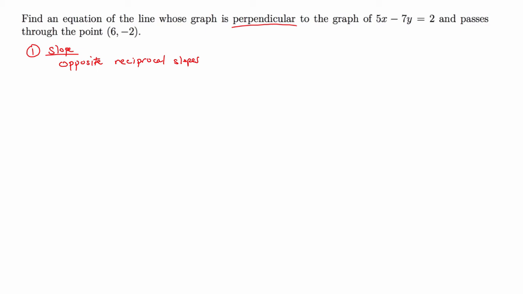The fastest way I know to find the slope of a line, if I know its equation, is to put that equation in slope-intercept form. So we'll begin by subtracting 5x from both sides of the equation, which will leave us with negative 7y equals negative 5x plus 2. And the final step will be to divide both sides of that equation by negative 7.